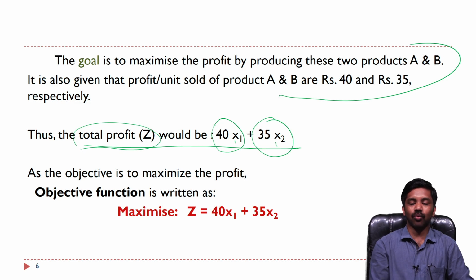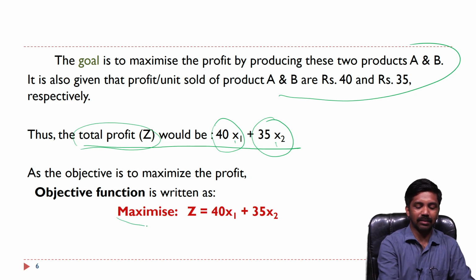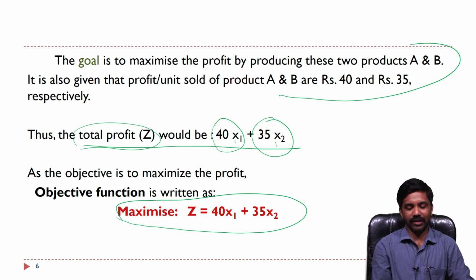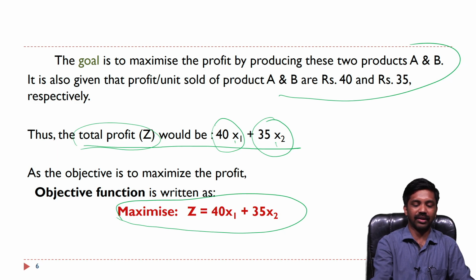The direction of the objective function: this is the objective, this is the profit function. We have to maximize our profit. It means the direction of the objective function is to maximize. So, the objective function I can write as maximize z equals 40 x1 plus 35 x2. This is how I can express the objective function. The function is there and the direction is also there. By looking into that I can understand the objective is to maximize my profit, and the profit function is given as 40 x1 plus 35 x2.